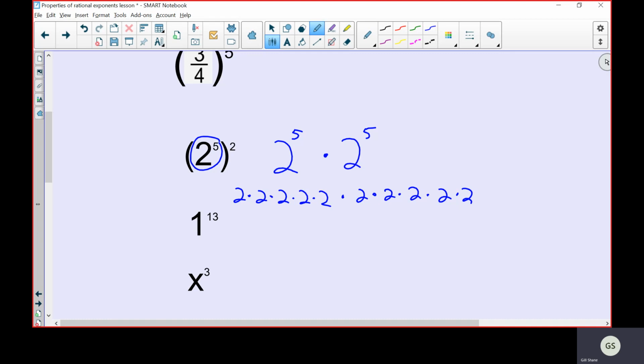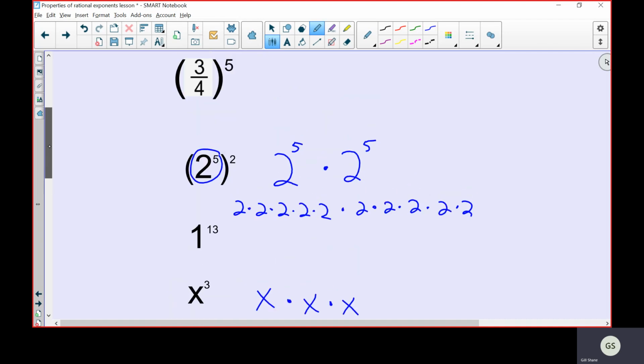What does this last one mean? If it's X and you don't know what it is, then it's just kind of like X times X. Yeah, just whatever the base is times itself 3 times. It's always the same. I'm going to give you a couple other ones to add in. So, what about this? What does that mean? X plus 3 times itself 4 times. Yeah, it means the same thing.